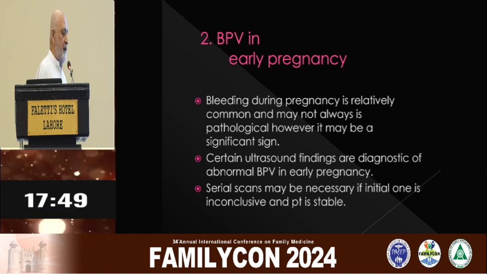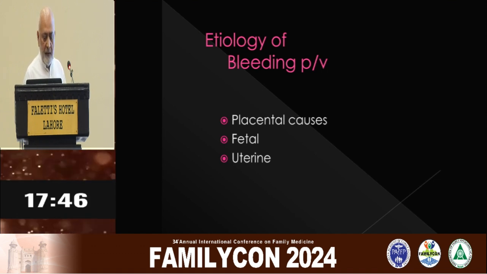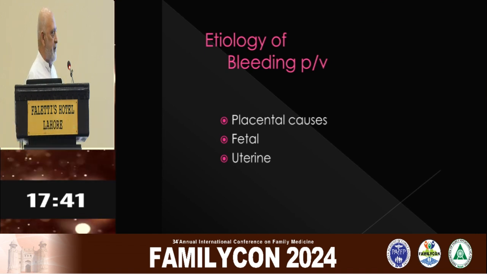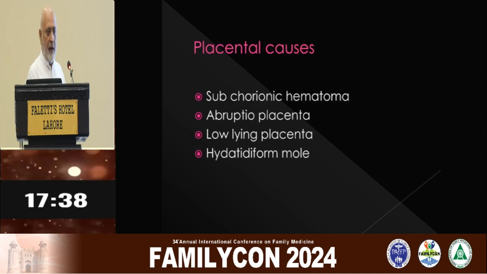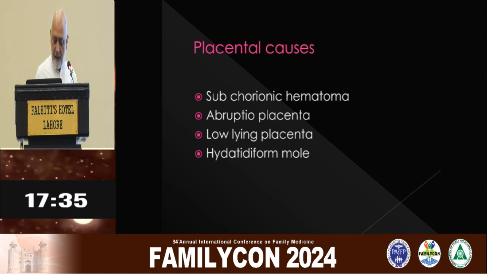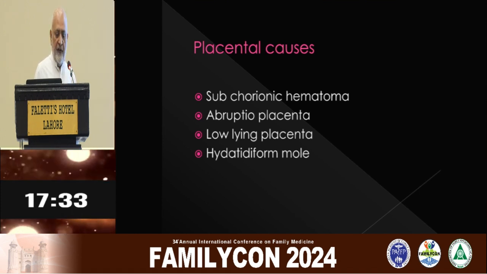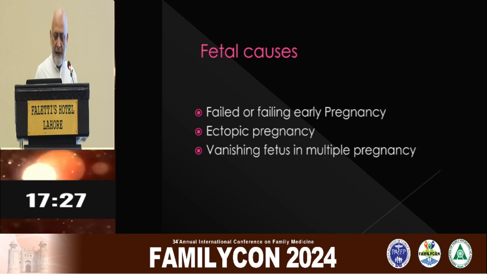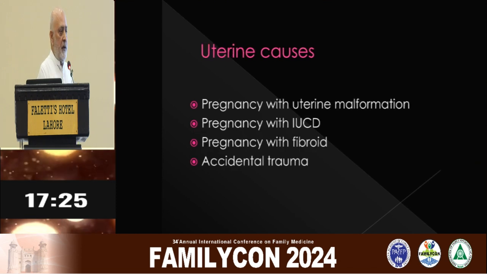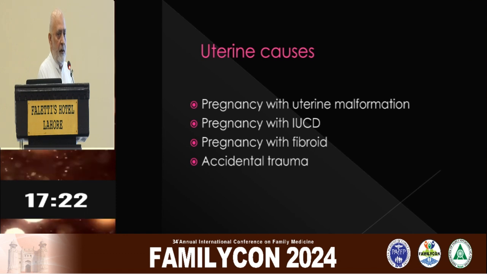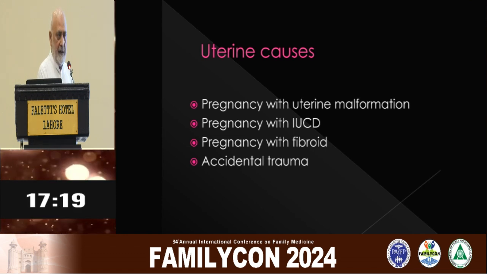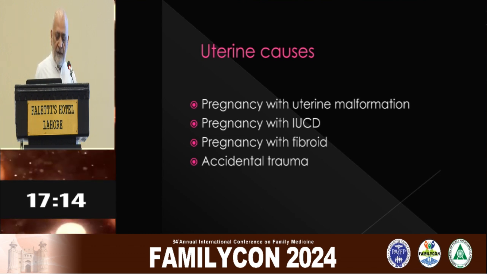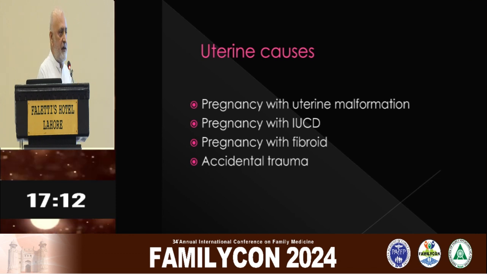The various factors which produce pain in early pregnancy may be placental, fetal or uterine causes. Placental causes include subchorionic hematomas, abruptio placenta, low-lying placenta, and molar change in the placenta. Fetal causes include the failed pregnancy, ectopic, and vanishing twin in multiple pregnancy. Uterine causes include uterine malformations, IUCD alongside the gestational sac, pregnancy with fibroids, and sometimes trauma, and the patient comes with pain and bleeding from the vagina. We will see all these step by step.